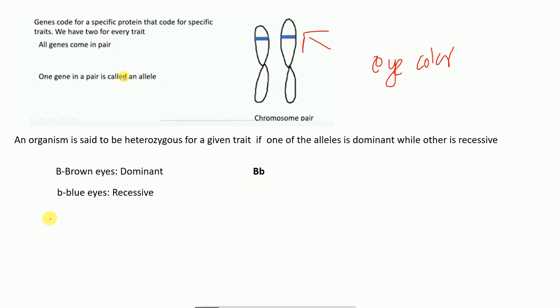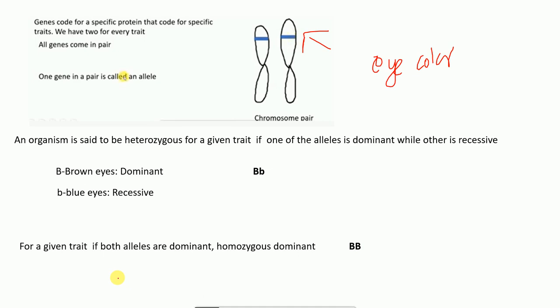Another definition is that for a given trait, if both the alleles are dominant, that is called homozygous dominant. Capital B and capital B. For this kind of organism, what is the phenotype? Capital B refers to dominant brown eyes, so we will have brown eyes here, that is the phenotype.